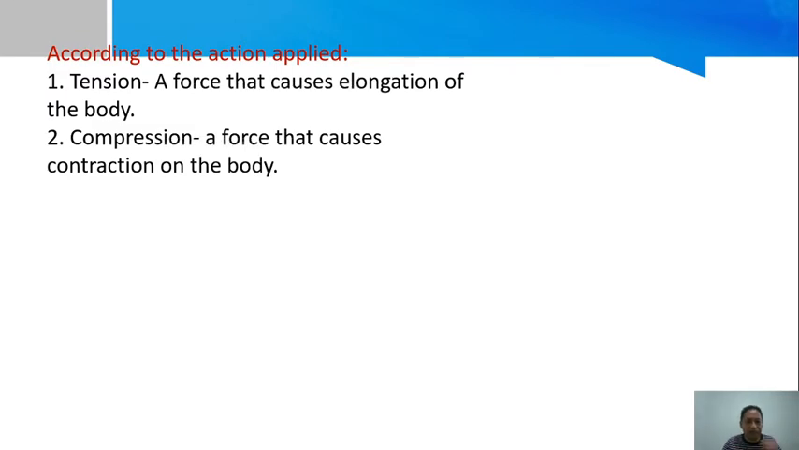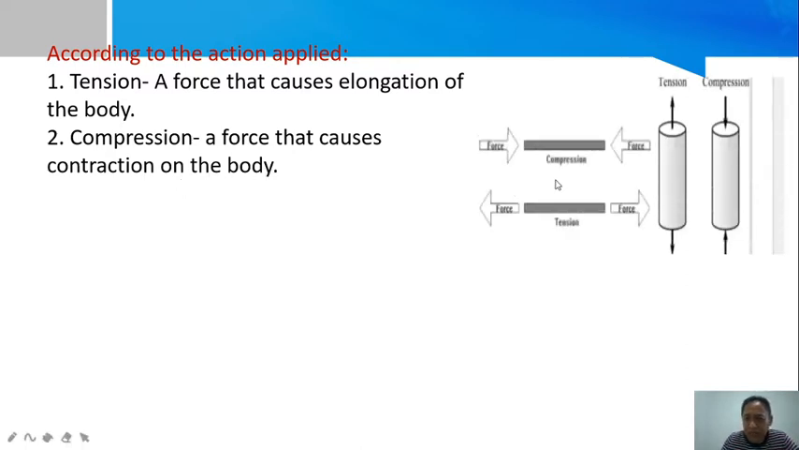Now, another classification is according to the action as the load is applied. One of which is a tensile force, a force that causes elongation of the body. The other one is a compression force, a force that causes contraction of the body. As to the figure, we have two kinds of forces. As you notice, the force is applied towards the body and it is also counteracted by the same force. So we have two forces acting towards the body. The effect of this is to compress, so there is a shortening effect of the body when it comes to compression. So these are compressive forces.